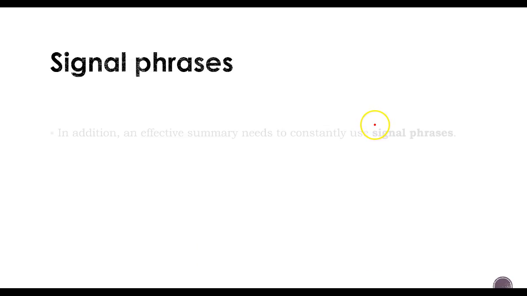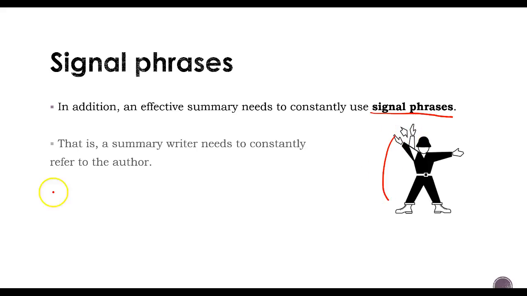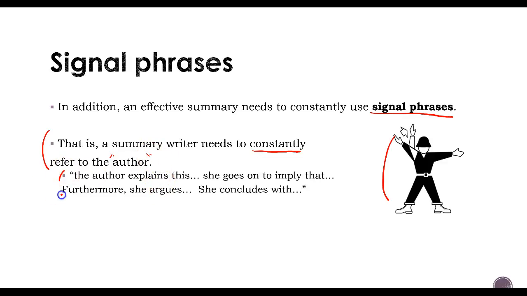You also want to make sure you use signal phrases. A signal phrase is when you refer to the author, and a good summary needs to constantly refer to the author who wrote the piece. So you'd say something like this. The author explains this, da-da-da. She goes on to imply that, da-da-da. Furthermore, she argues this, da-da-da. She concludes with this, da-da-da.